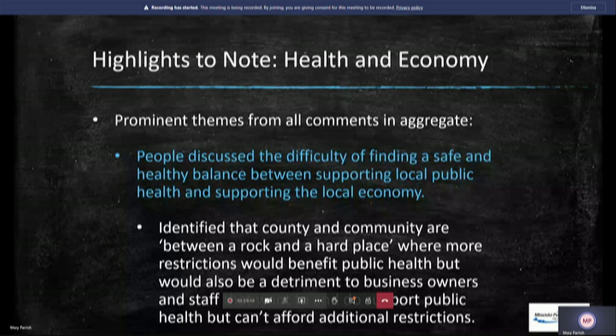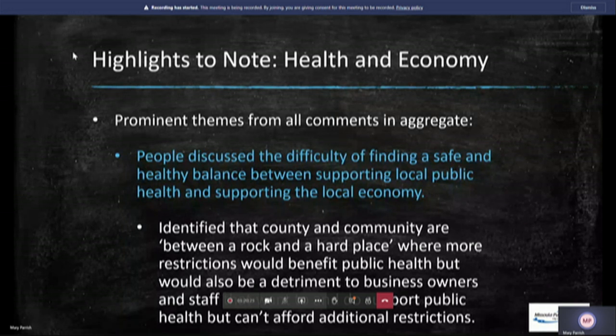So people definitely discussed the difficulty of finding a safe and healthy balance between supporting local public health and supporting the local economy. These are my words, I framed it this way, but it really felt like that expression, people are between a rock and a hard place here, where people understand more restrictions would really benefit public health and individual health, but it could also be a very significant detriment to our business owners and the staff employed at those local businesses.